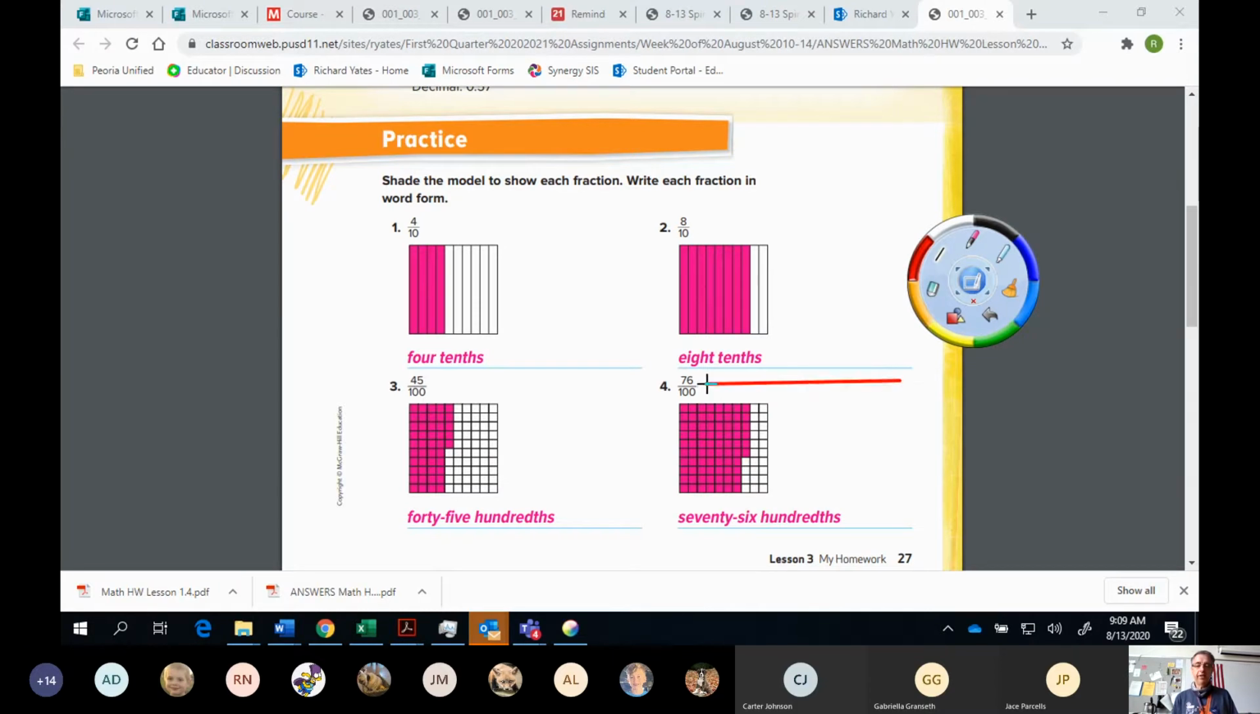On number 4, we have 76 over 100, which is equivalent to 76 hundredths. Make sure you spell that with THS at the end there. I like to emphasize that because we're talking about hundredths, which are small little pieces, not hundreds, which are much, much bigger. Make sure you have 76 squares highlighted over here. And then you're good. We're going to move on to the next page.